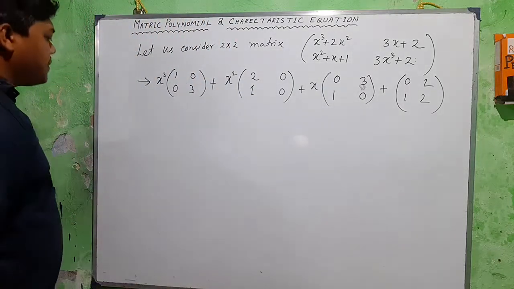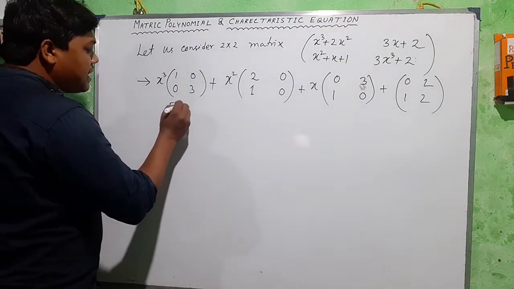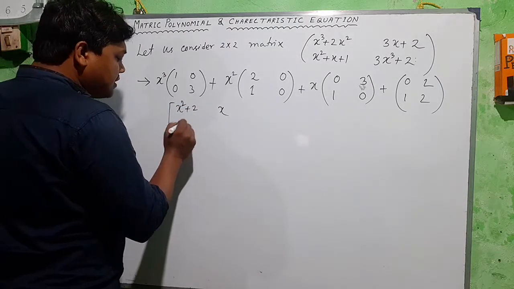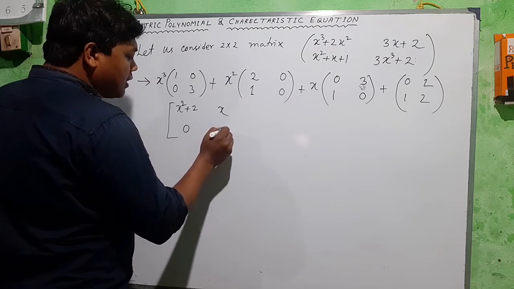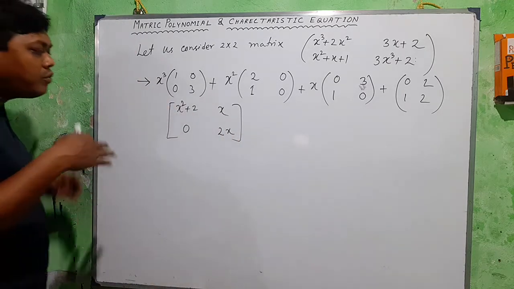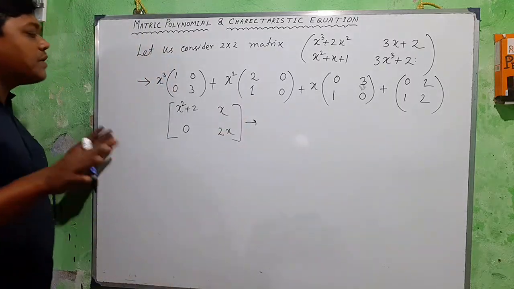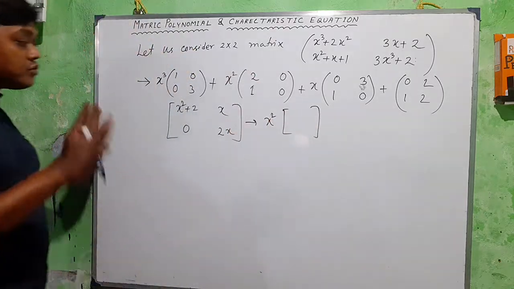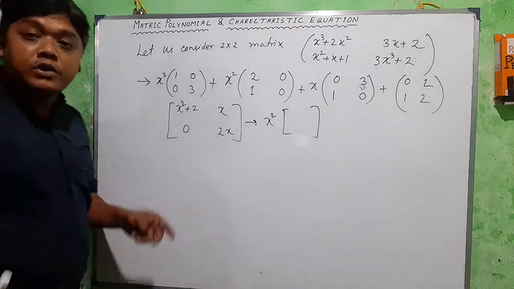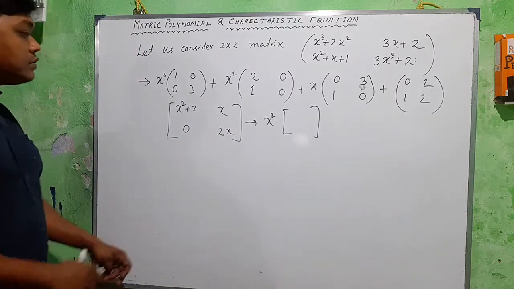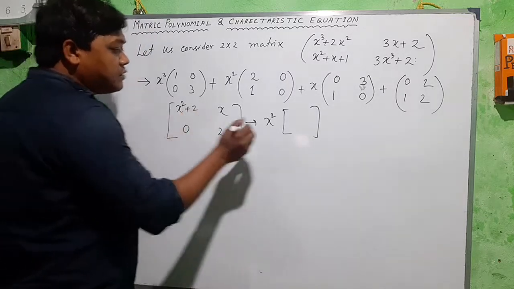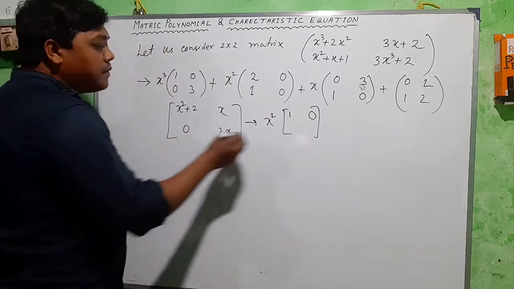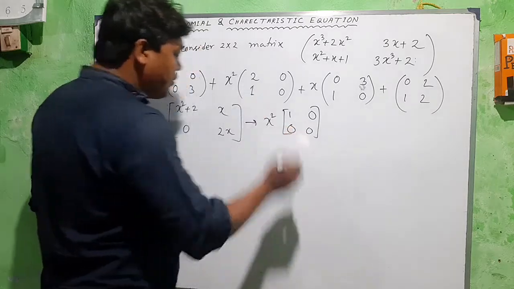For example, another example we can consider, say another matrix: x square plus 2x, 0, 0, 2x. So how to express it? Just like a polynomial. So x square, the coefficients are 2 cross 2 matrices because we consider here a 2 cross 2 matrix polynomial. So the coefficient of x square, this is 1. Here x square is not present, so that's why 0. In this term, this is also 0. In this term also 0.